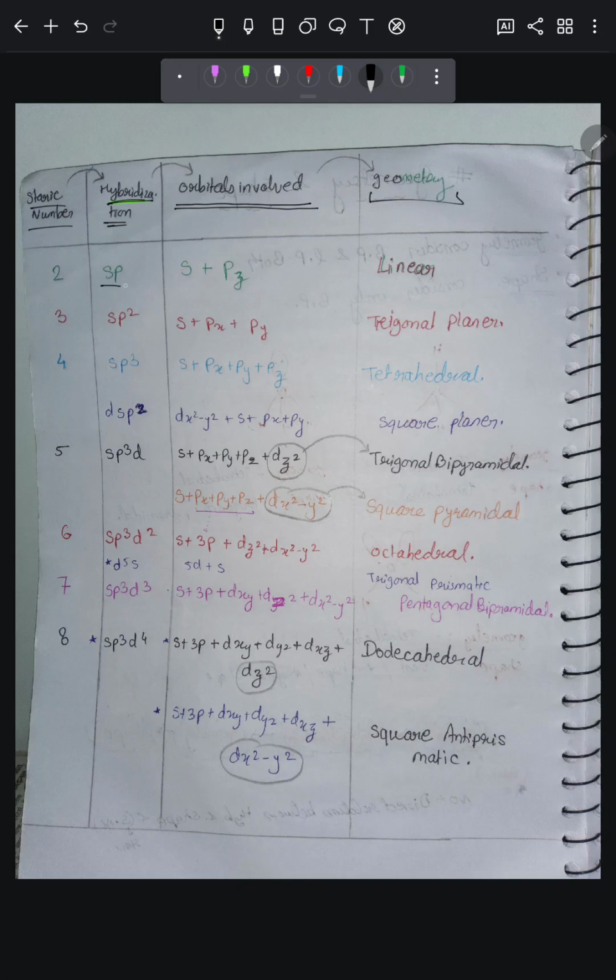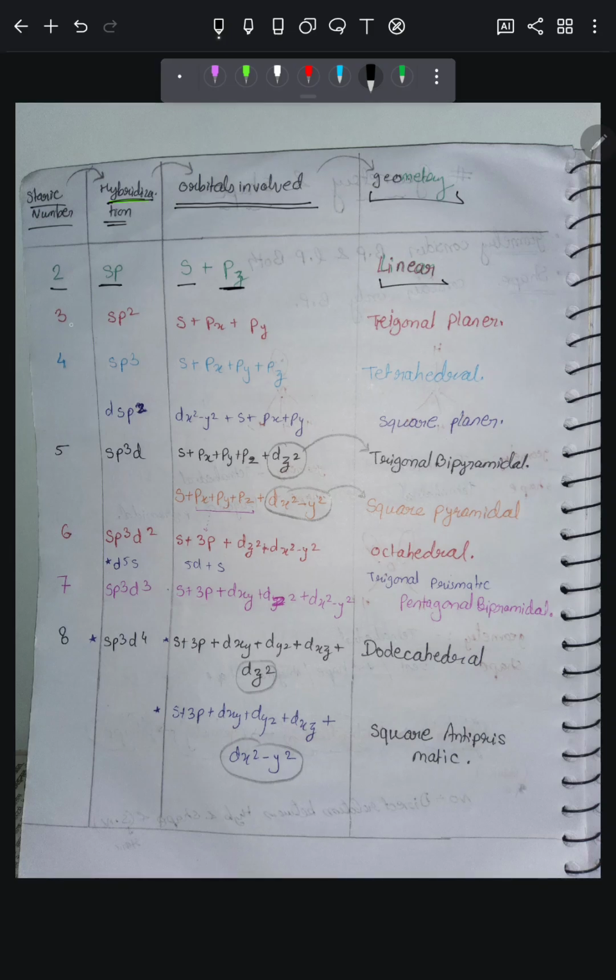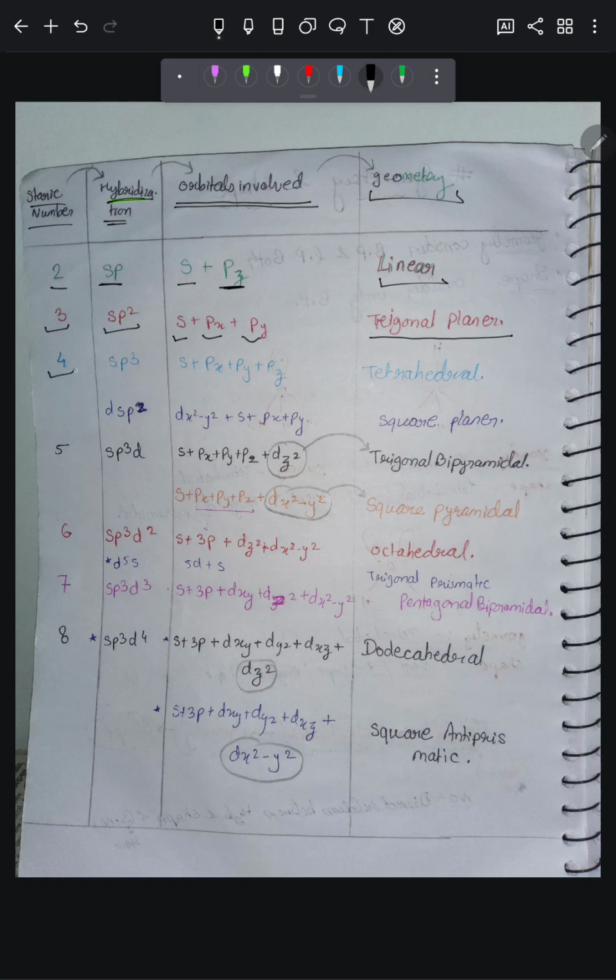Here in the case of steric number 2, the hybridization will be sp, and the orbitals involved are s and pz. The pz orbital is present, and its geometry will be linear. If the steric number is 3, then it has sp2 hybridization, involving the s, px and py orbitals, and it has trigonal planar geometry. And if you talk about steric number 4, it has sp3 hybridization, and it has tetrahedral structure.